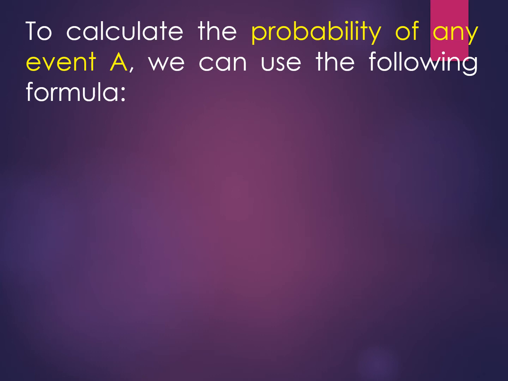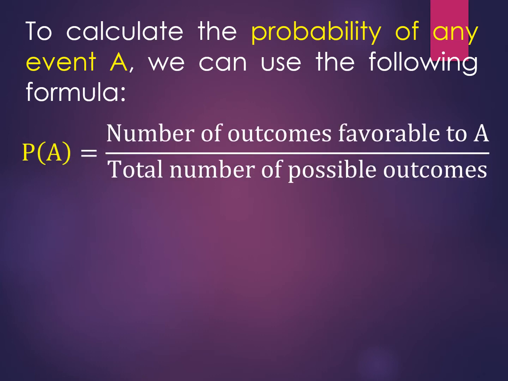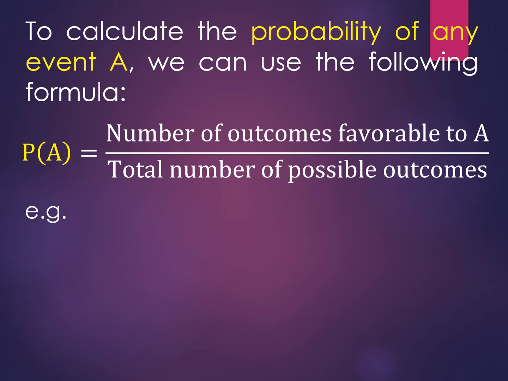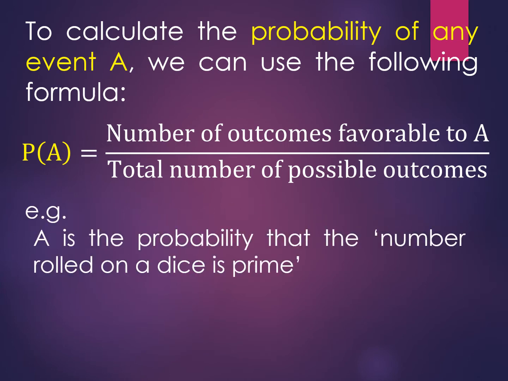To calculate the probability of an event A, we can use the following formula. The probability of an event A occurring equals the number of outcomes favorable to A over the total number of possible outcomes. For example, A is the event that the number rolled on a dice is prime. So the probability equals 3 over 6, where the number of outcomes favorable to A is 3 and the total number of possible outcomes is 6. We reduce it to the lowest term, so we get 1/2.